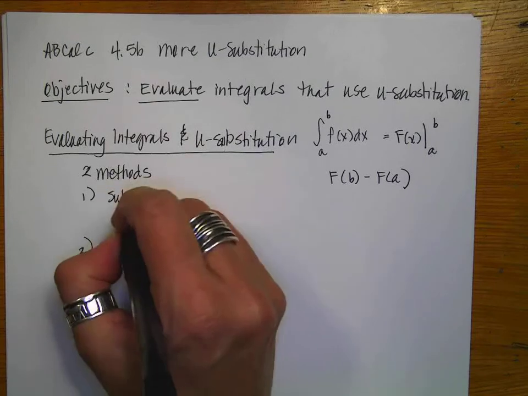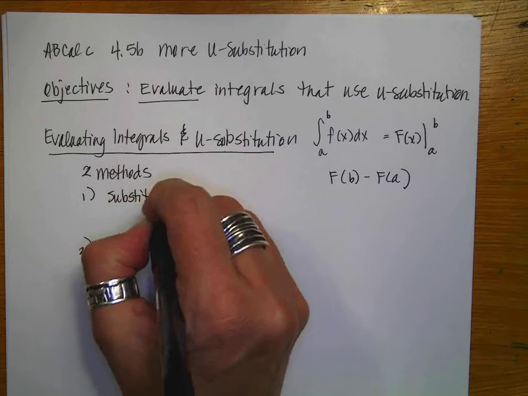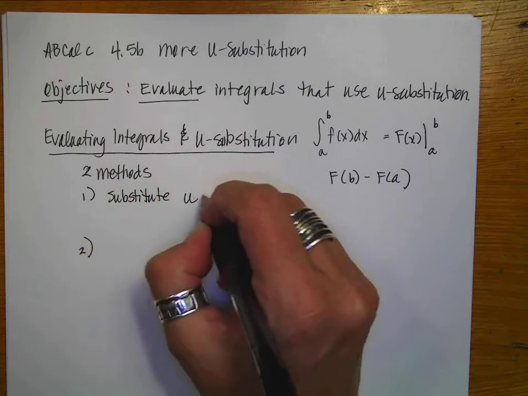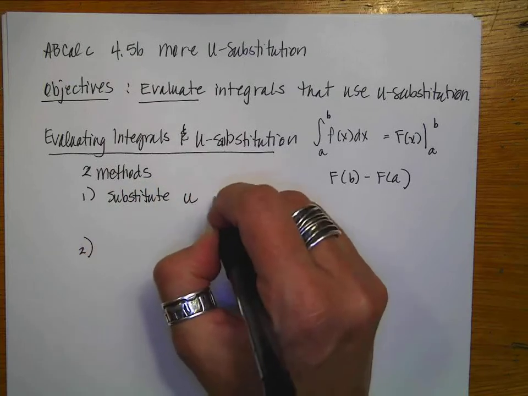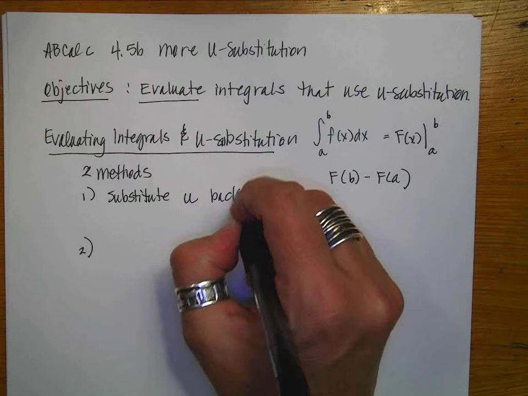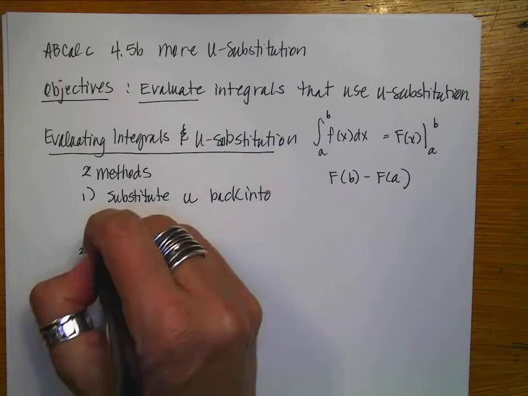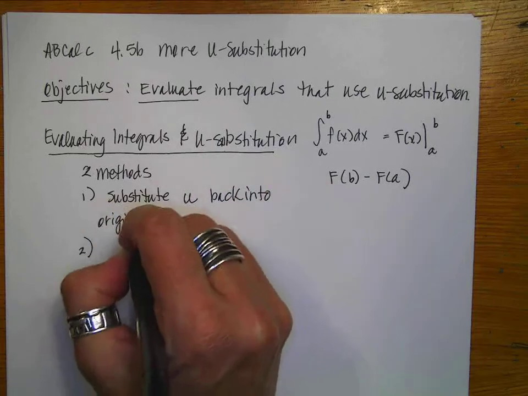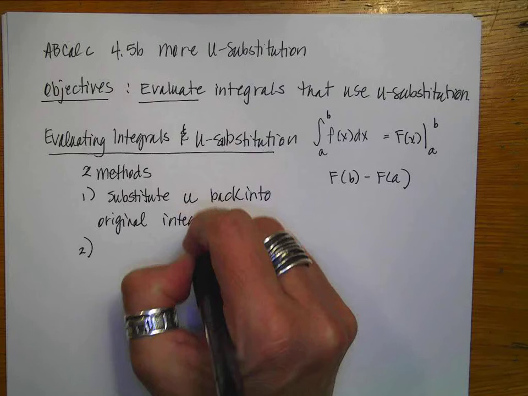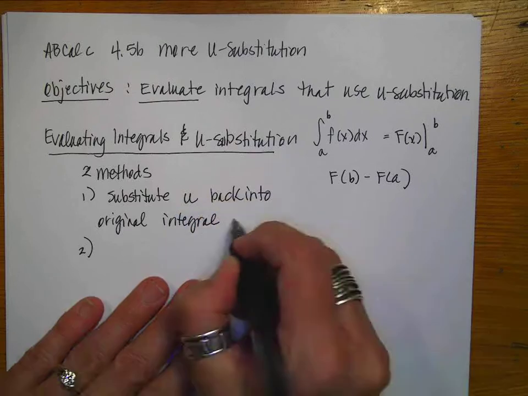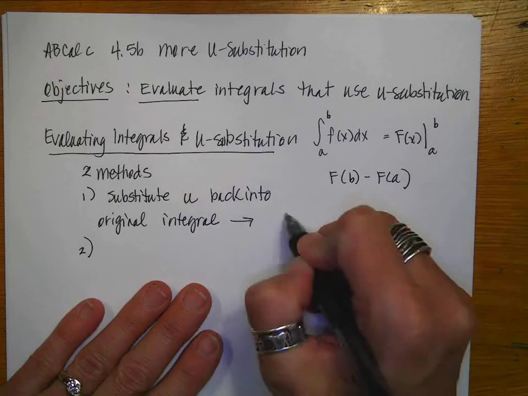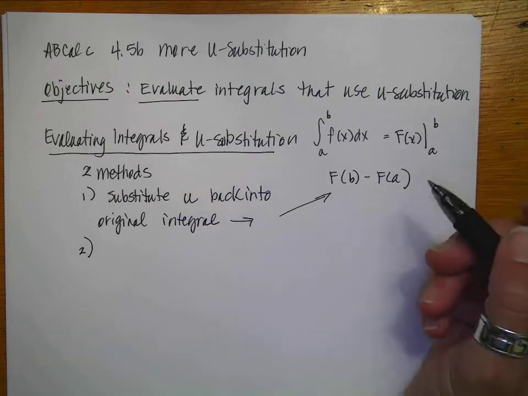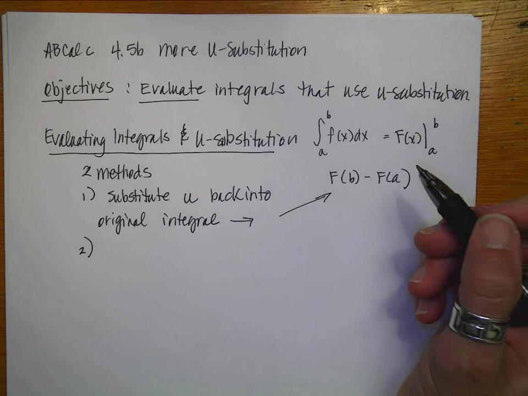One is substitute U, so whatever your U was, you substitute back into the original integral, or I guess for your solution, and then you're going to evaluate like this. I'm going to do my original integrand limits.